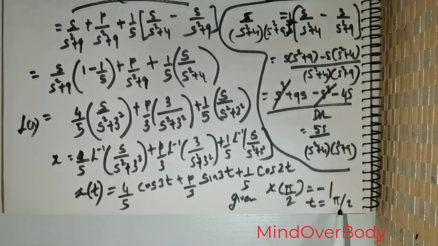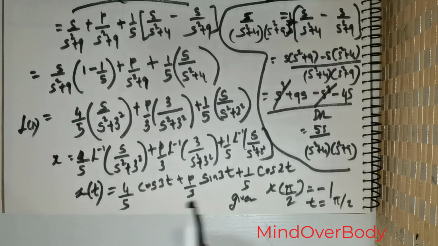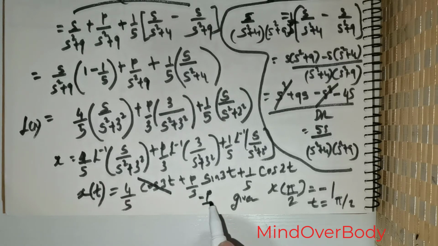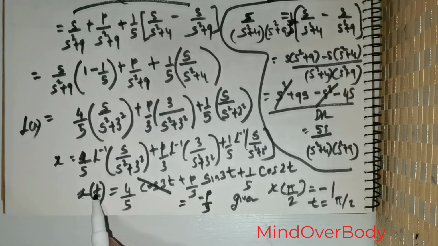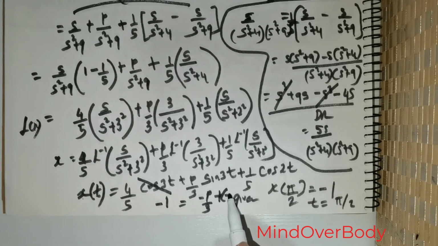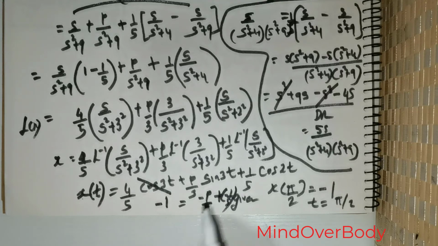Now when I substitute t is equal to pi over 2, now pi over 2 is 90. This is going to be cos 270. Cos 270 is 0, so this will vanish. This will give me sine 270, which is negative 1. So this is going to be negative p over 3. Of course, on the left side, x of t, when t is equal to pi over 2, is given as negative 1. So I need to substitute negative 1 there, followed by t is equal to 90. So that means cos 180. Cos 180 is negative 1. So I get a negative 1 over 5. Okay, so that's the value I get, negative 1 over 5.